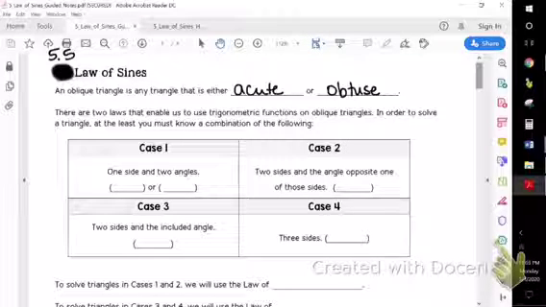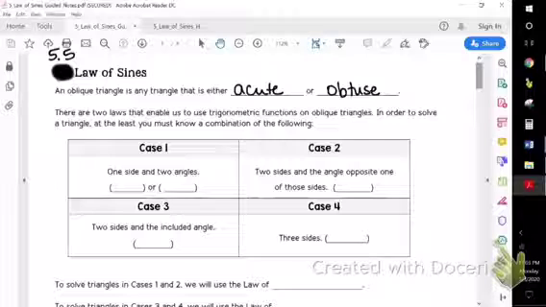Up until now, all the trig that we have done has been with right triangles. So what if they're not a right triangle? Well, we're going to find another way to solve them, and one of those ways is the law of sines. There are two laws that enable us to use trig functions on oblique triangles.